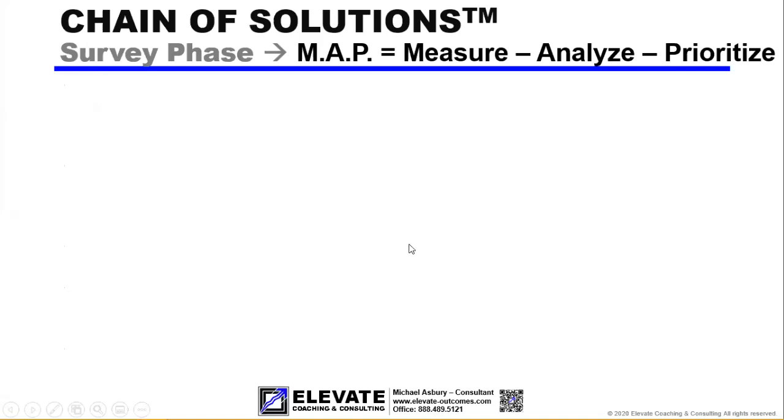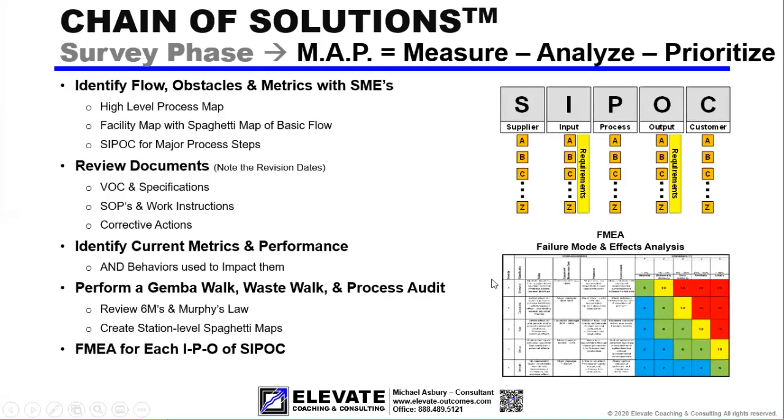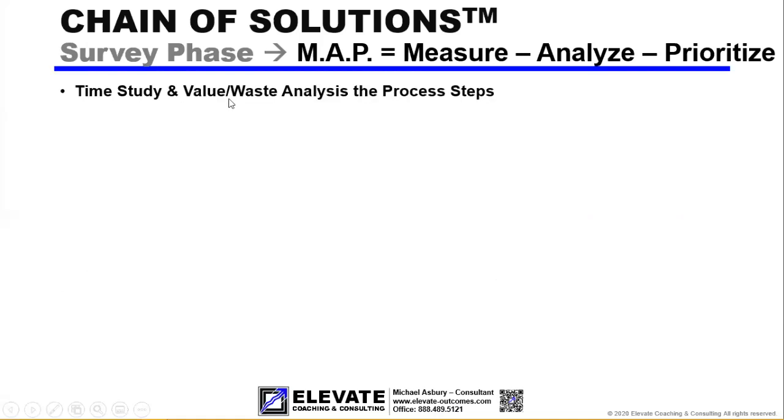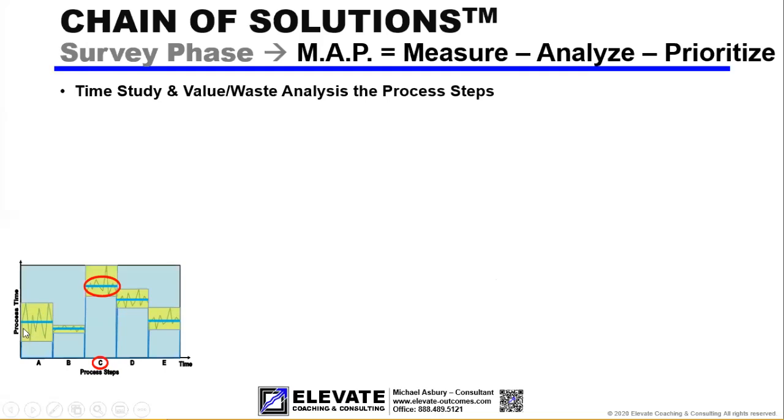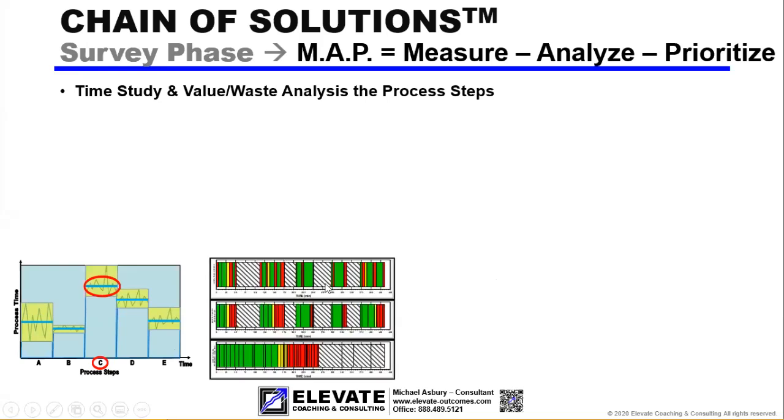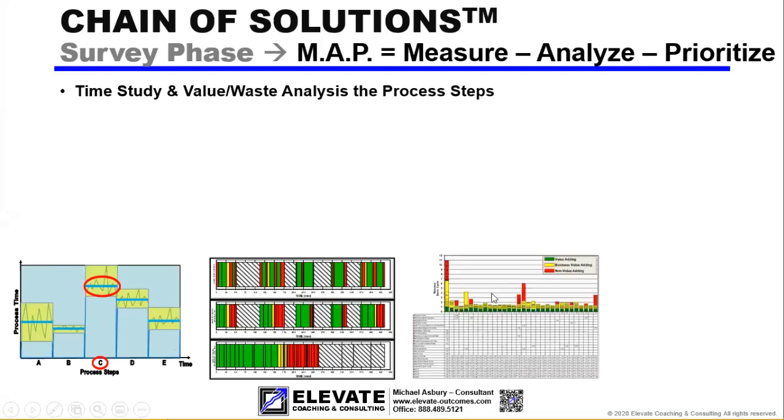So once we have that, we can time study and do a value waste analysis of the process steps. So this, let's say we just recorded 10 different cycles through each of these process steps, A through E in a department. Okay. And then we can look at the waste in each of those, and we can drill in further by spending a day at the station and seeing how much waste they have at different periods and different cycles throughout the day.